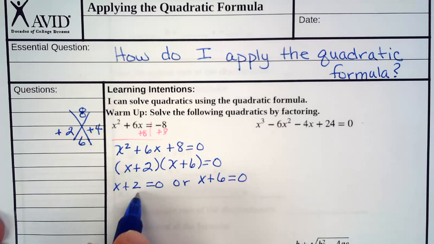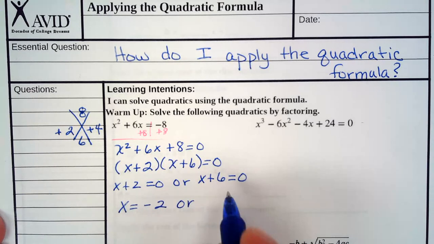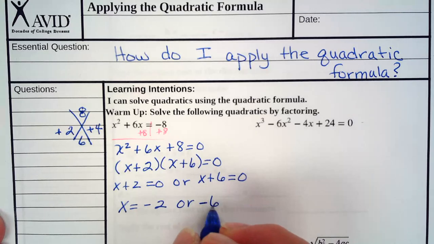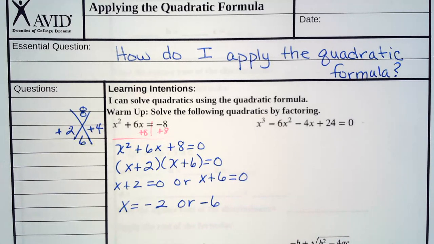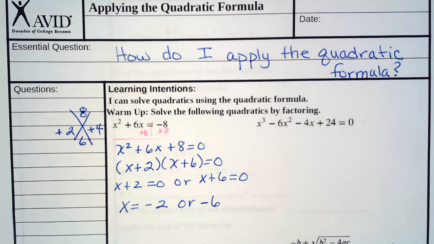So what is the opposite of positive 2? Negative 2. What is the opposite of positive 6? Negative 6. So our zeros are negative 2, negative 6. Do you remember what that means? Our quadratic is that parabola shape. It will go down through negative 6 and come back up through negative 2. Those are where the graph crosses the x-axis, where y is equal to 0.